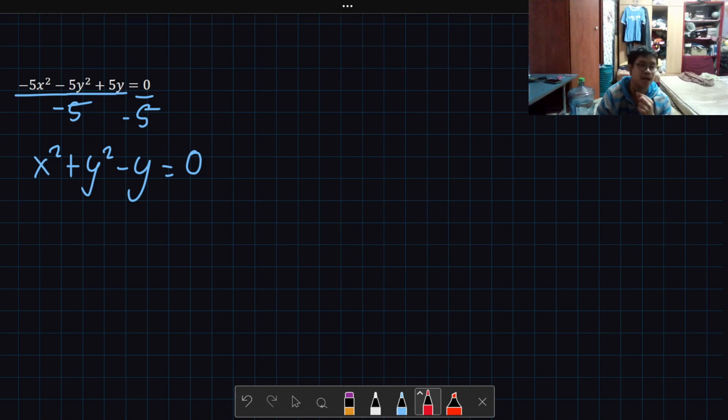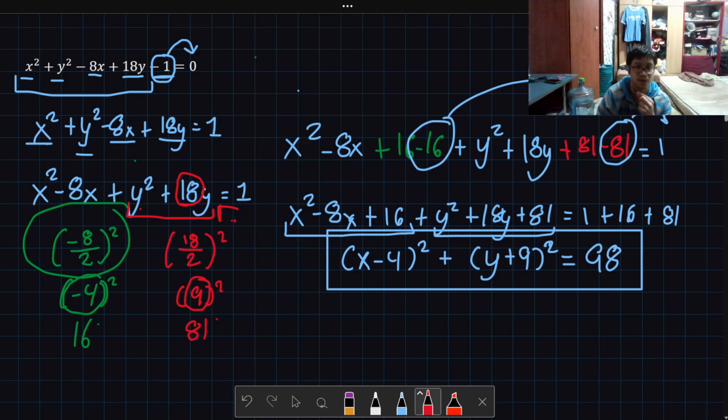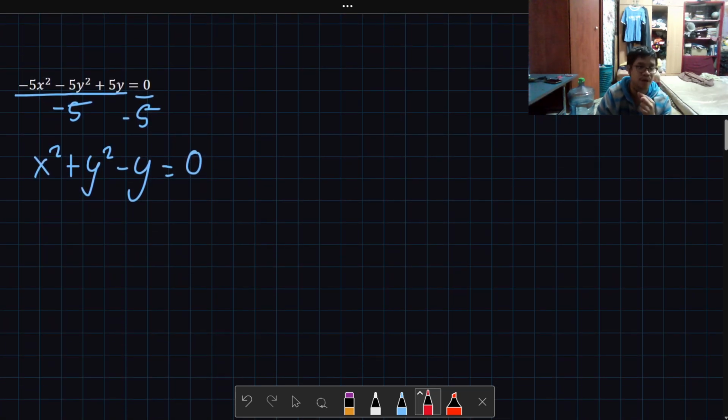So here we have negative y. Just like what we did in the previous problem for completing the square, we get the coefficient of y, divide it by 2, and square it. That is what we're going to do here, but we have negative y. So what is the coefficient of negative y? The coefficient of negative y is negative 1, because negative y is just the same as negative 1y.